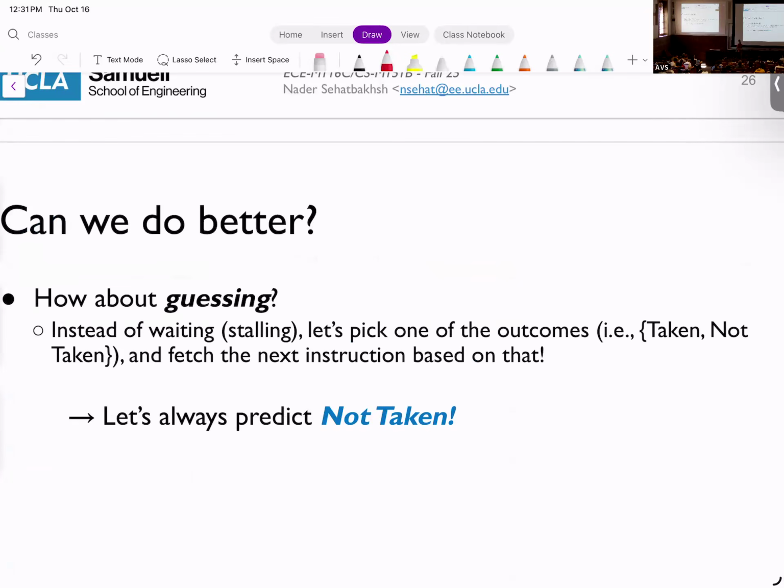For a branch, speculation is somewhat easy because a branch has 2 outcomes. Either the branch is taken or the branch is not taken, right? So my speculation is a binary decision. Whenever I see a branch, I make a decision. For example, I say that the branch is going to be not taken. For now, let's have a very dumb guessing mechanism: whenever I see any control flow instruction, a JAL or a branch, I'm going to predict it not taken, and this is static.